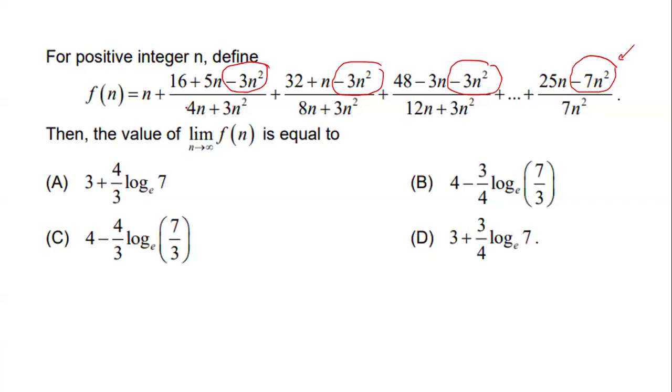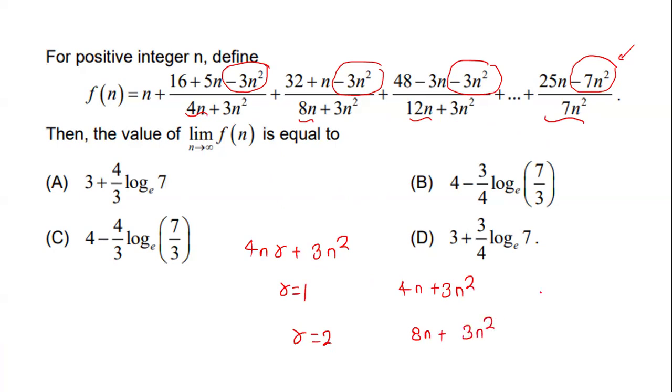And in the denominator, if you see, the first term is 4n, then 8n, then 12n, and so on, and the last term is this. So you make the general term 4nr plus 3n square. If you put r is equal to 1, then you will get 4n plus 3n square. If you put r is equal to 2, you will get 8n plus 3n square. If you put r is equal to n, then you will get 4n square plus 3n square, which is 7n square. So this is the last term.